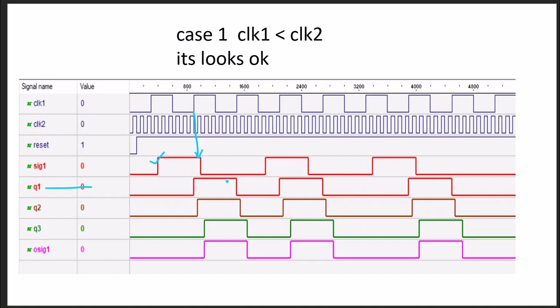So in this case, whatever we send gets reflected on the output side. But the condition is that the signal we are trying to send should have enough pulse width with respect to the transmitting domain. At least one clock rising edge will occur, so that it goes to Q1 first, then Q2, Q3, and at last it is the output signal. So it looks okay for me when we are trying to send data from slow to high.